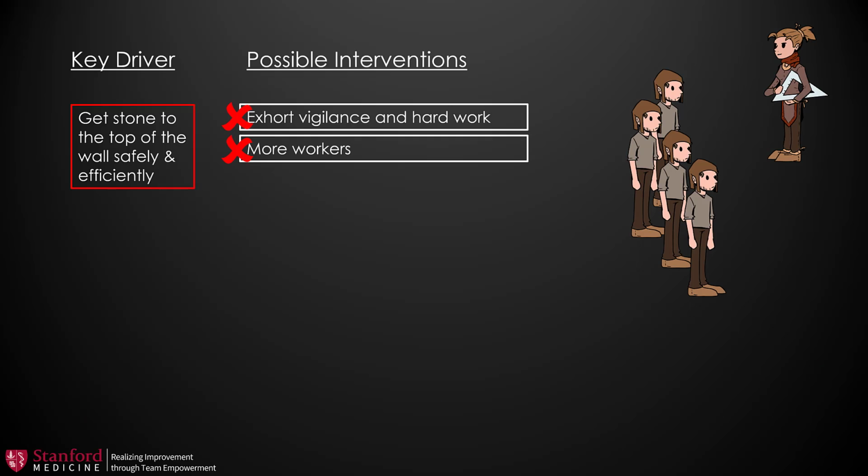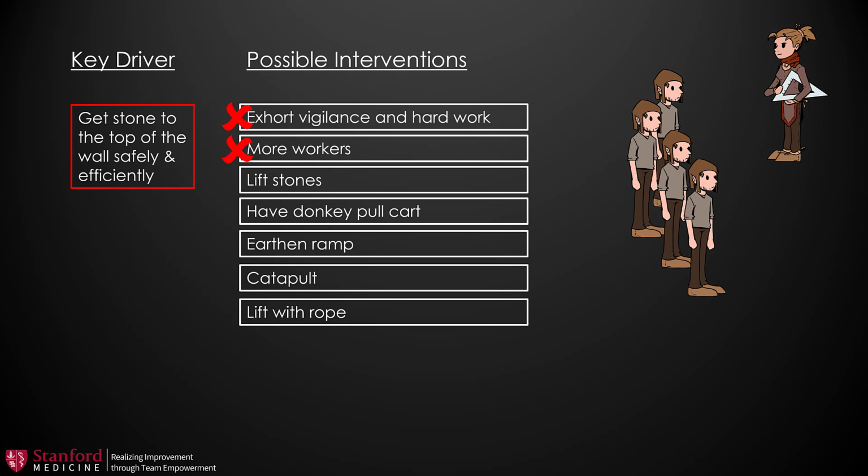You gather together the group of workers around the A3 and ask them to brainstorm possible ideas of other solutions to try. You come up with a list that includes the following. Have the workers lift the stones up the scaffolding. Use a donkey to pull the stones on the cart. Build an earthen ramp to the top of the wall. Use a catapult to launch the stones to the top of the wall.